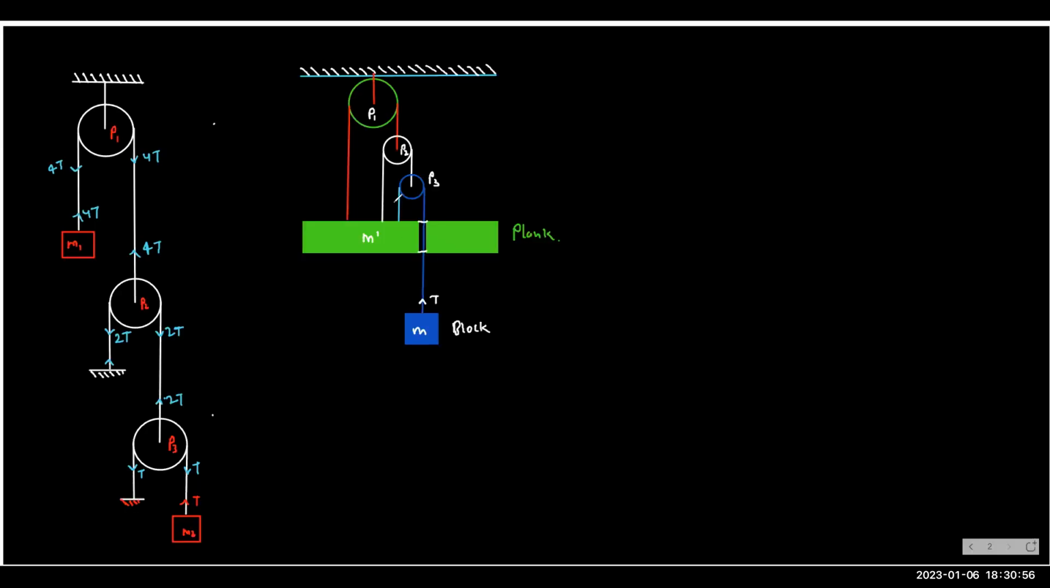So I hope the tension force diagram is done. For P3, it will be T here, and T here, right? And so the plank will be T here. Then T becomes 2T here. Correct? Yes, sir. Then 2T becomes 4T here, and then 4T here.